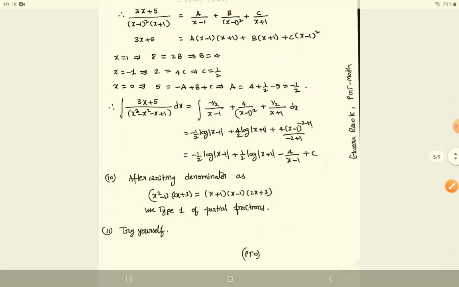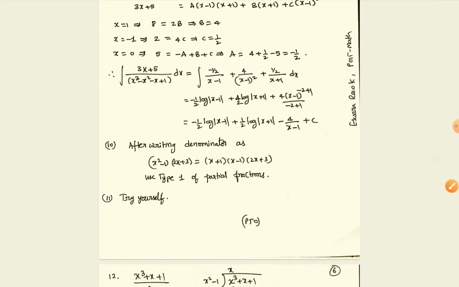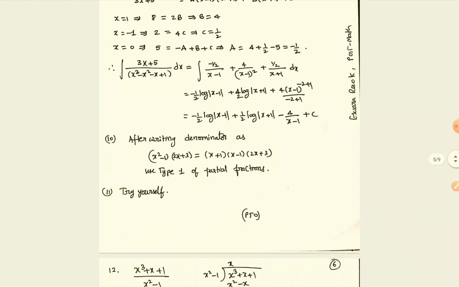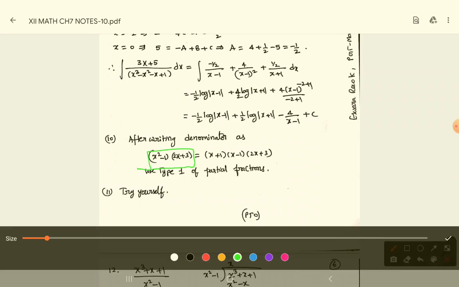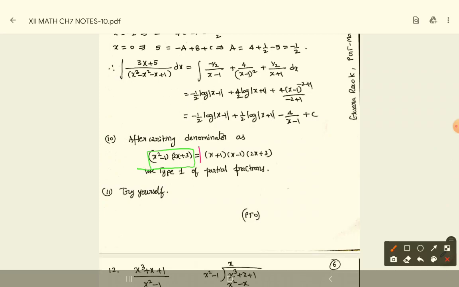Then next, the 10th question. They are telling you to integrate (2x minus 3) by (x square minus 1)(2x plus 3). What is the denominator? Try to notice. The denominator is (x square minus 1)(2x plus 3). So x square minus 1 can be factorized as (x plus 1)(x minus 1). The other factor is 2x plus 3.